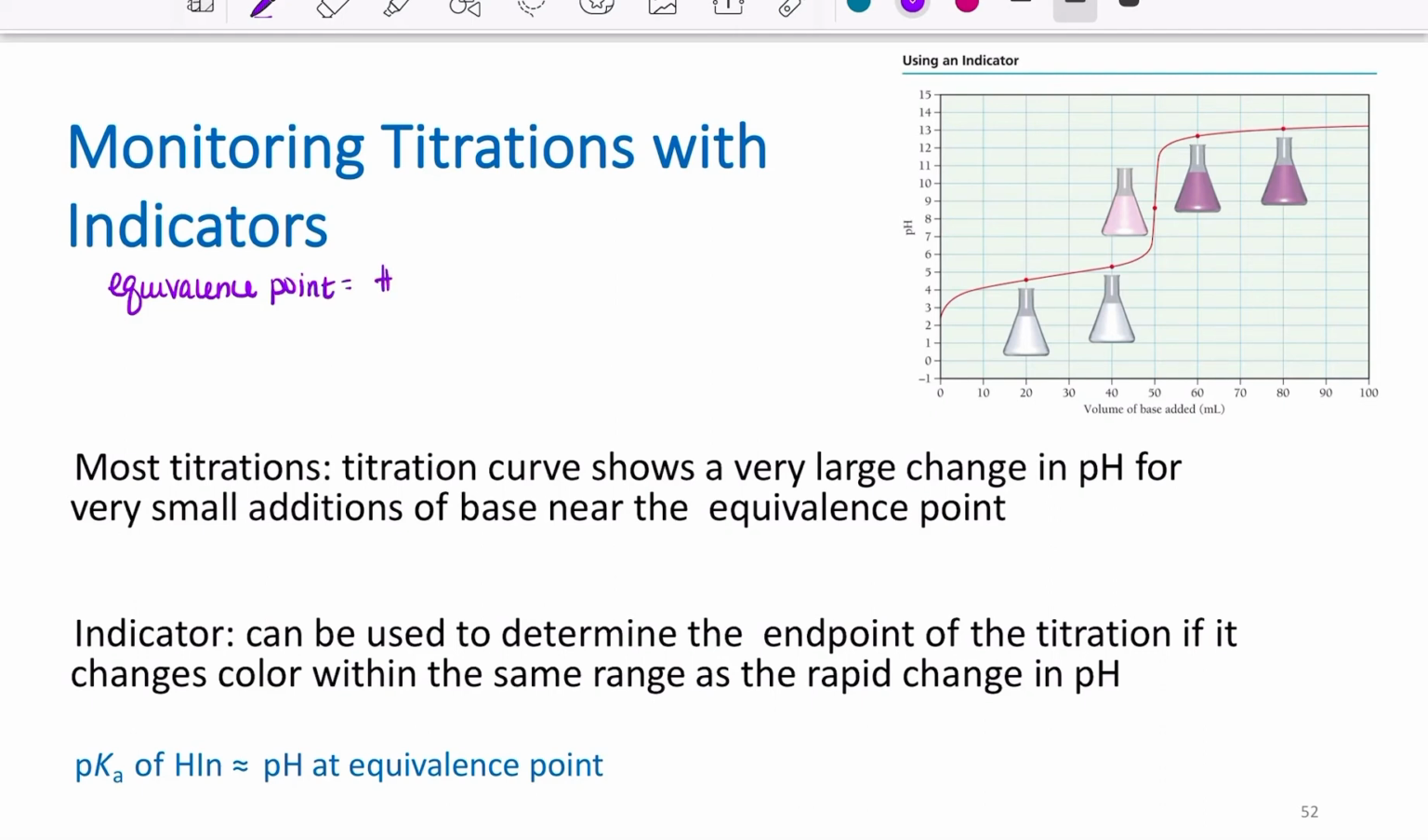Your equivalence point is where the number of moles of acid equal the number of moles of base. Whether it be weak acid, strong acid, I don't care. The number of moles of acid equal the number of moles of base. Stoichiometrically perfectly equal. The endpoint is just past the equivalence point.